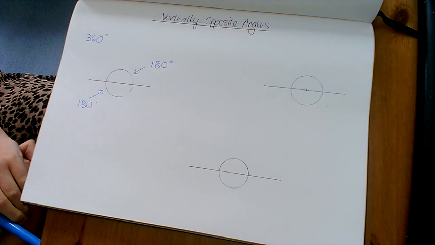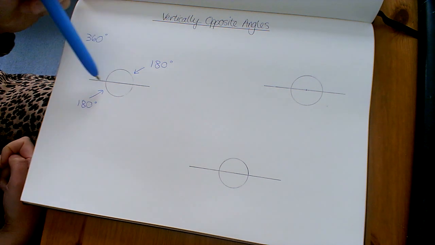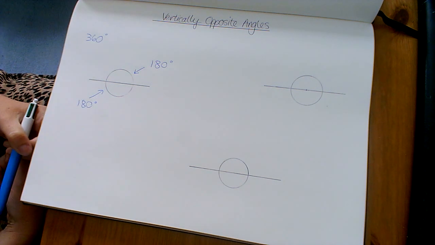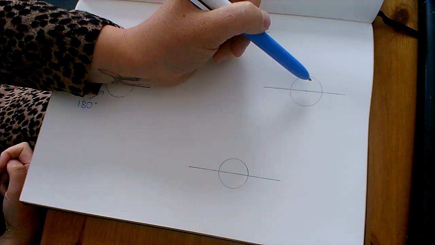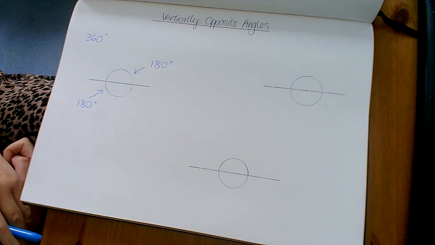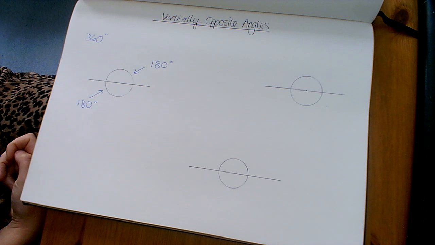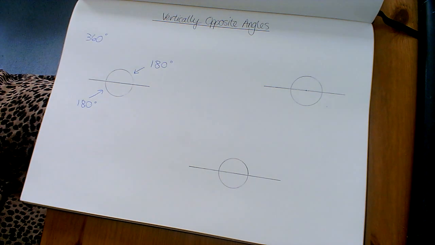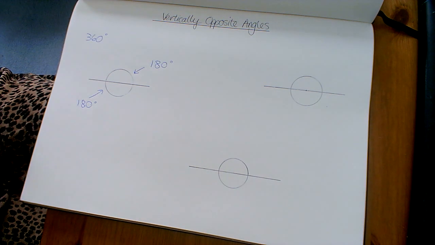So this is a really straightforward one, and I've got a straight line cutting through. That straight line is really important in this. Let's have a look over here. So we know that this circle is also going to have 360 degrees. So I've got 2 equal angles of 180 at the top and the bottom.